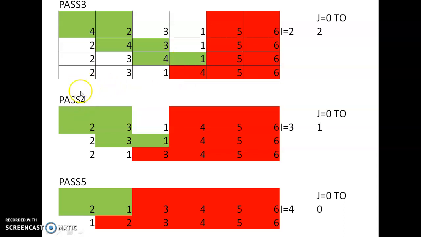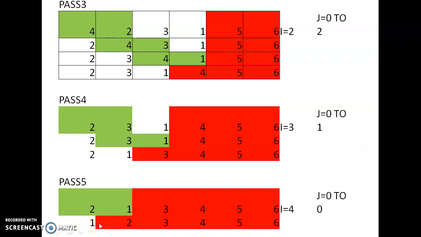Next in pass 4, these two elements are compared. There was no change. Next 3 and 1 are compared because 3 is greater than 1. They are swapped and 3 comes to its position. Next in the fifth pass, 2 is compared with 1 because 2 is greater than 1. So both are swapped, 1 and 2. Now only one element is there, so we are stopping at this position.